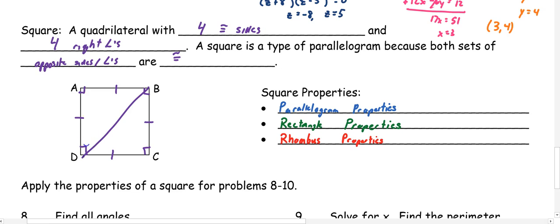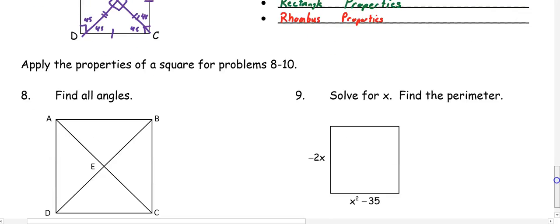So if I were to draw in my diagonals, those are all going to be bisected. They're going to be perpendicular. And they're bisecting those angles in the corners into 45-degree angles. So let's use the properties of a square for our next couple of problems.